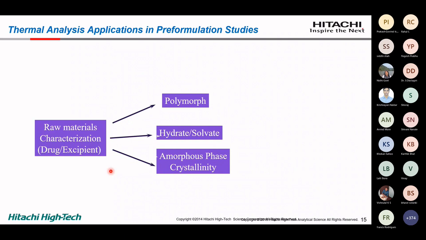In the pharmaceutical industry, you have raw material characterization, typically of drug and excipient. The typical characterization carried out in a pharmaceutical environment is identification of forms, whether you are getting the same polymorph for the formulation. Hydrates and solvates are also treated as polymorphs. Sometimes people are interested in determining the amorphous phase present in the formulation, in your API or excipient, and so on. You can also correlate your data with respect to percentage crystallinity of the material.